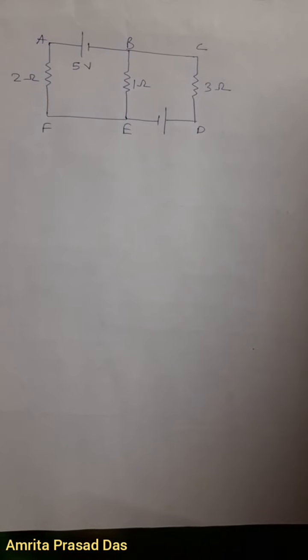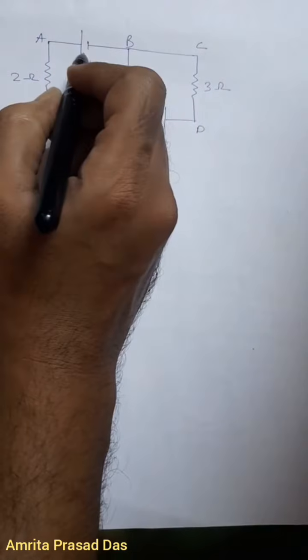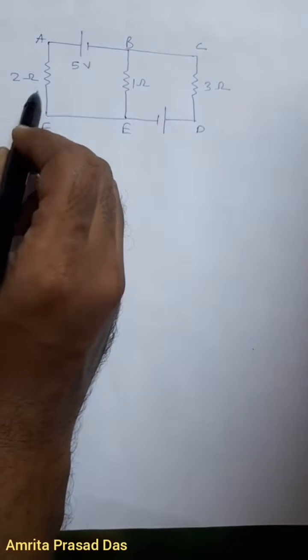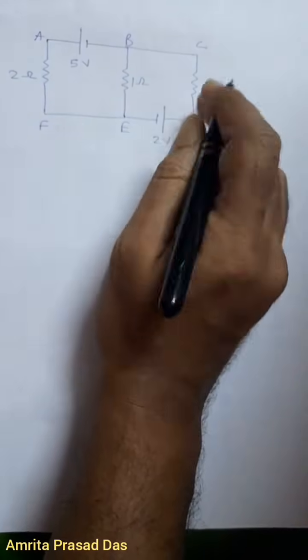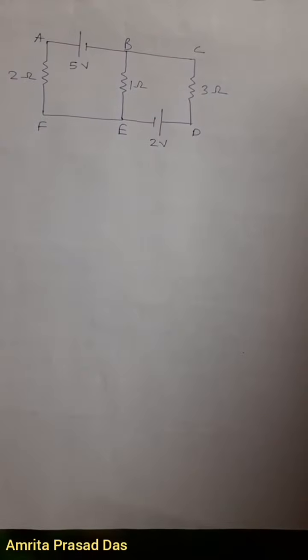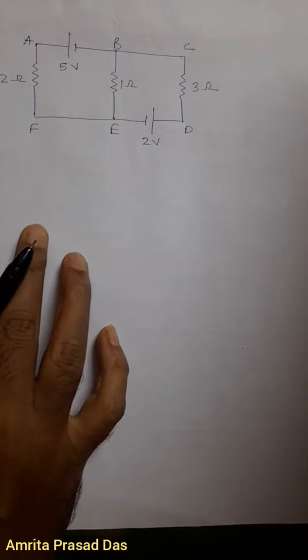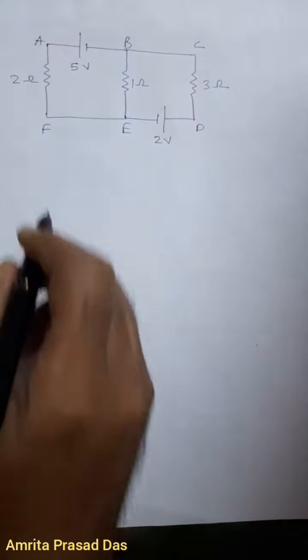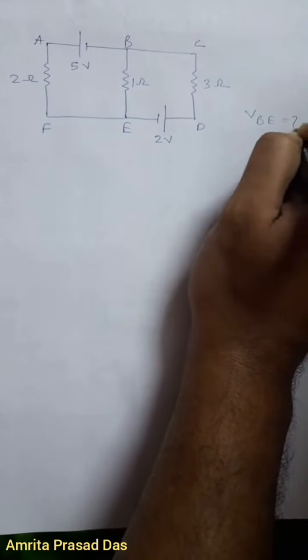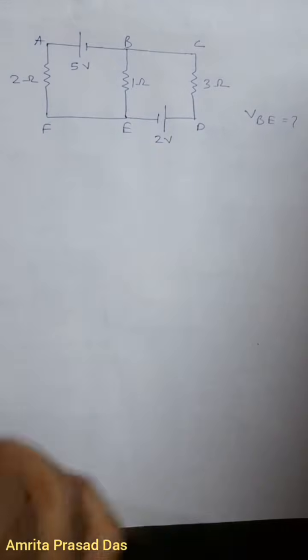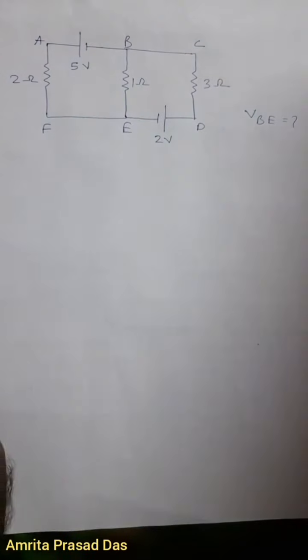Now let us look at a problem. Here is a 5 volt cell. There is a 2 ohm resistance and a 1 ohm resistance. Suppose this is a 2 volt cell and this is a 3 ohm resistance. You have to find the potential difference between the points B and E, that is VBE. Now we are going to apply KVL.